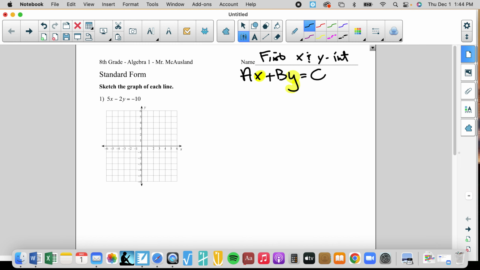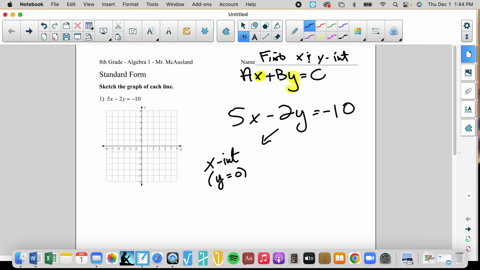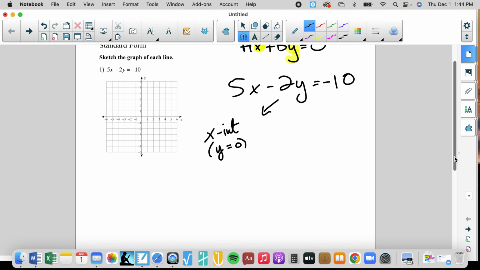So when we have an equation in standard form, like 5x minus 2y equals -10, we're going to find the x and the y-intercept. And we do that quite easily. I'm going to write the equation over here. 5x minus 2y equals -10. If we were going to find the x-intercept, we know that all x-intercepts have a y value of 0. So we're going to plug in 0 for y in this equation.